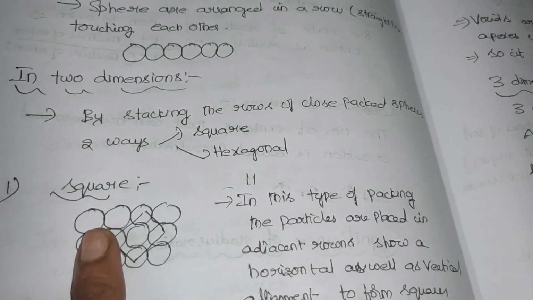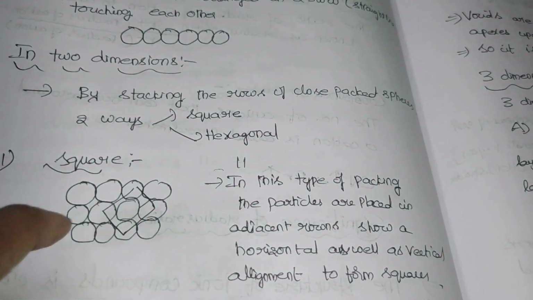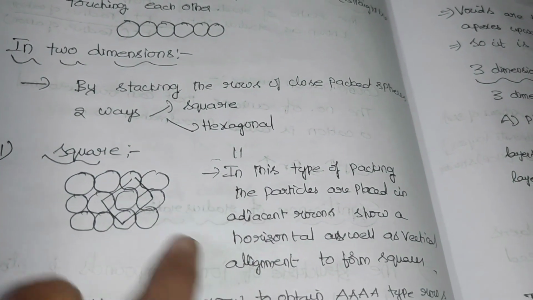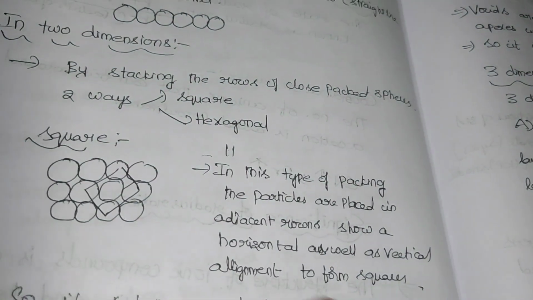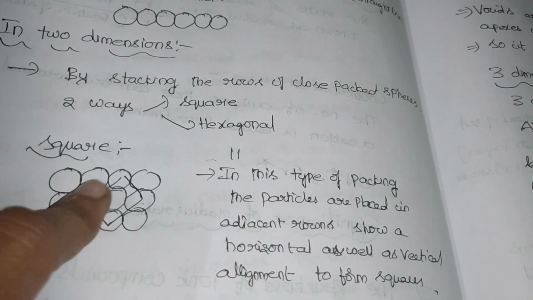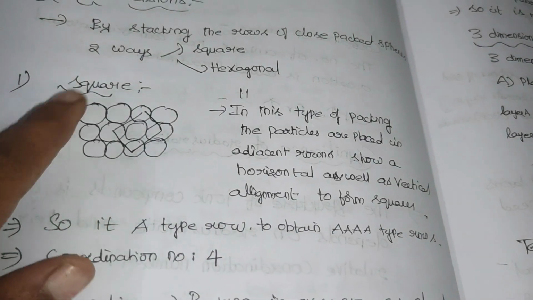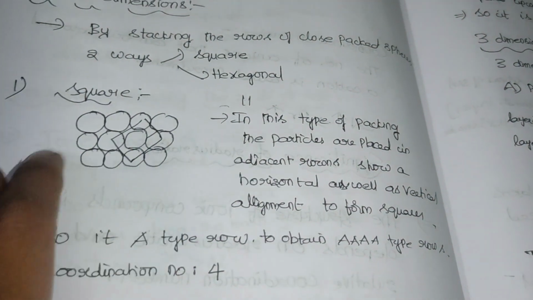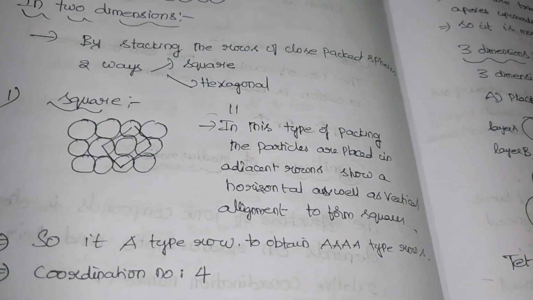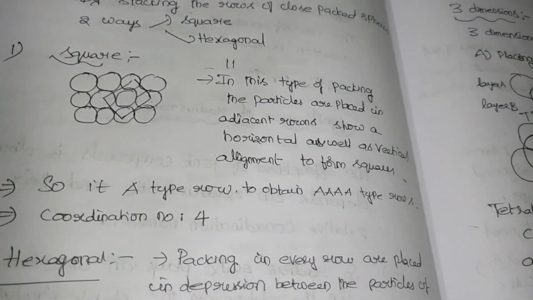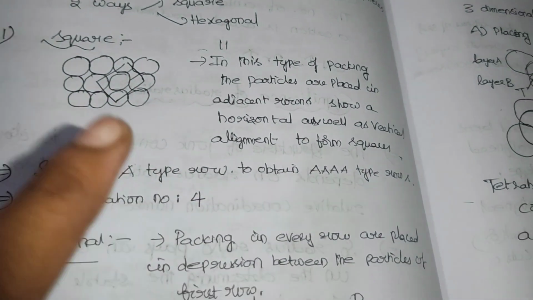In square packing, the particles are arranged in adjacent rows and show horizontal as well as vertical alignment to form a square. When we see horizontally and vertically, we can see a square is formed. All the rows are similar to each other, so this is a type of row, and its coordination number is 4 because the center one is surrounded by 4. So coordination number is 4.